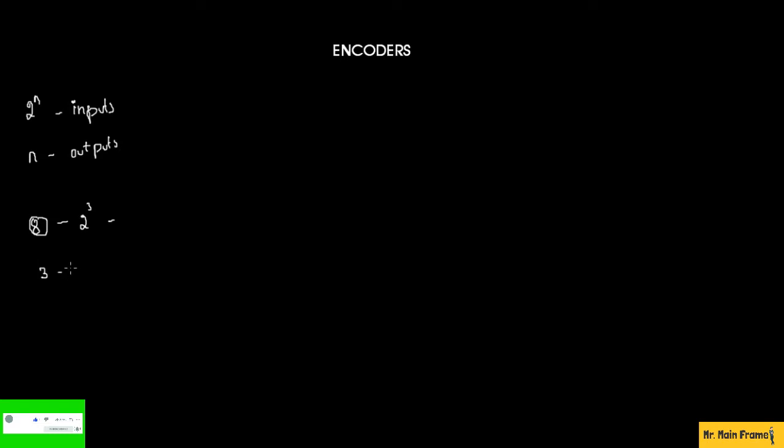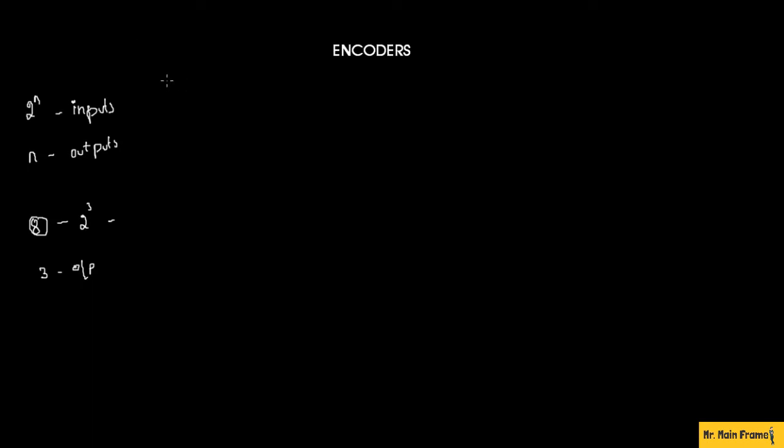So encoders will have 2 power n number of inputs and n number of outputs. For example, if your encoder has 8 inputs, that 8 can be converted into 2 power 3. So in the place of n you have 3. So if there are 8 inputs, there have to be 3 outputs, right? This is how we design the input and output for encoders. And in this video, we are going to see about priority encoders in specific.